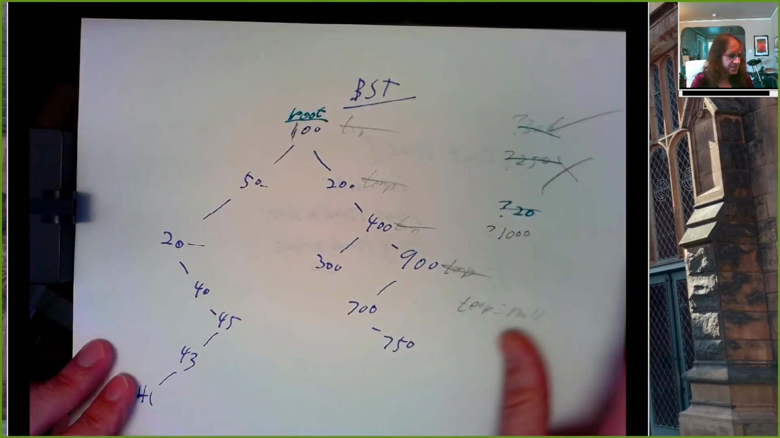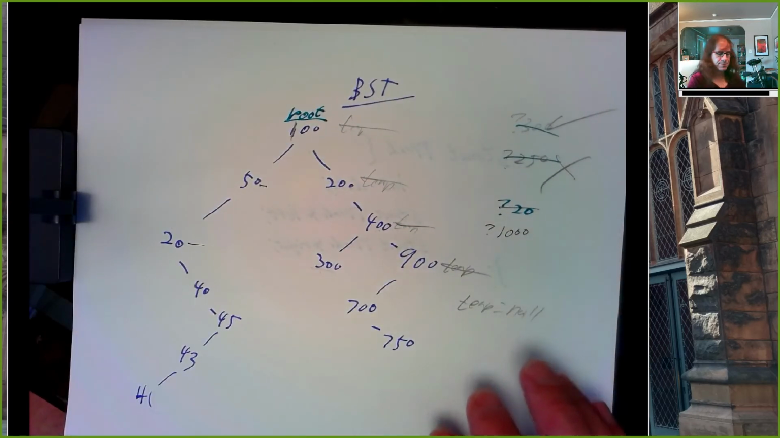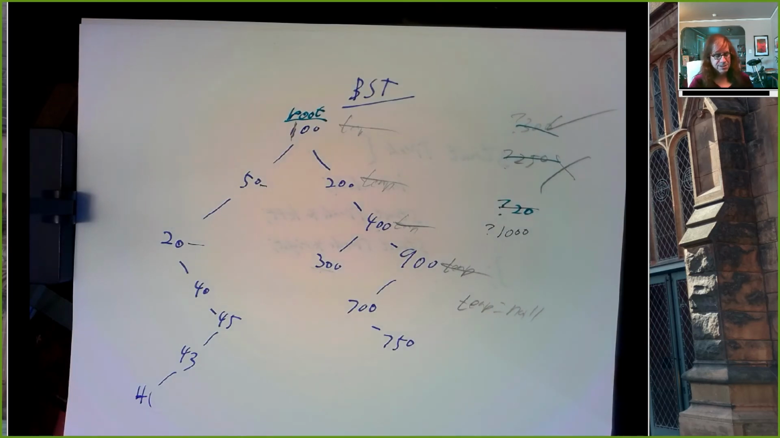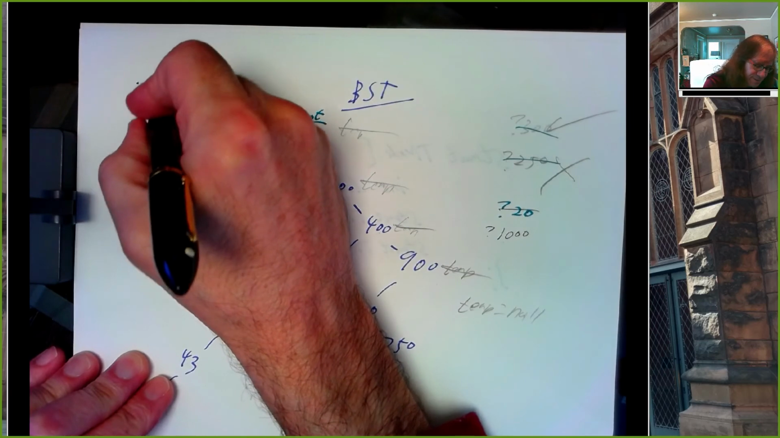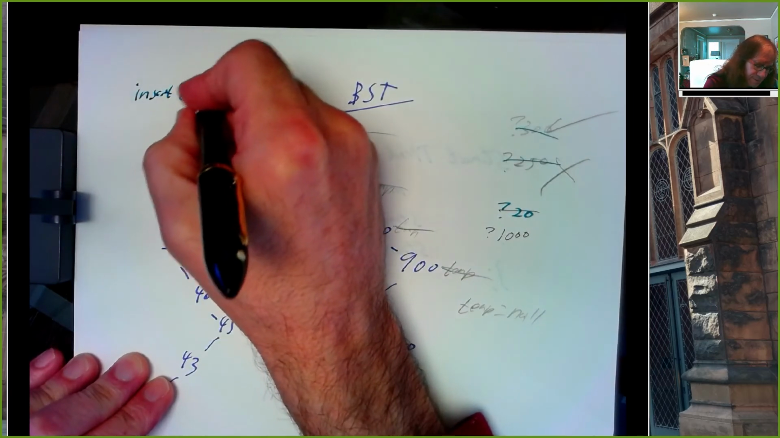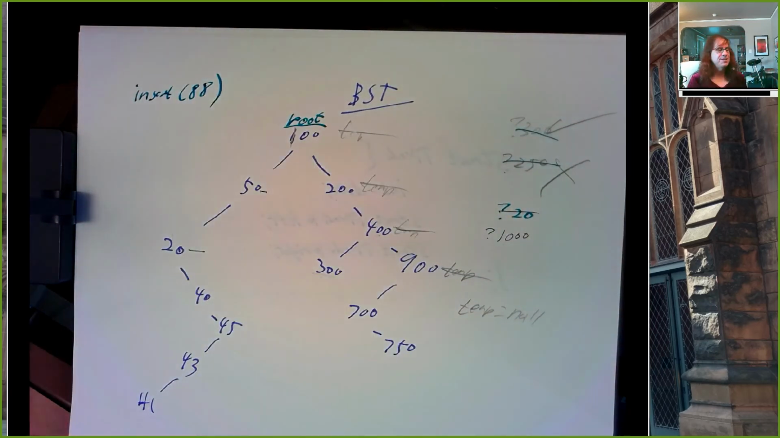All right, so let's add something to our tree. Somebody give me a number. Give me your favorite number that's not in the tree already. 88, good. So let's put an 88 in the tree.